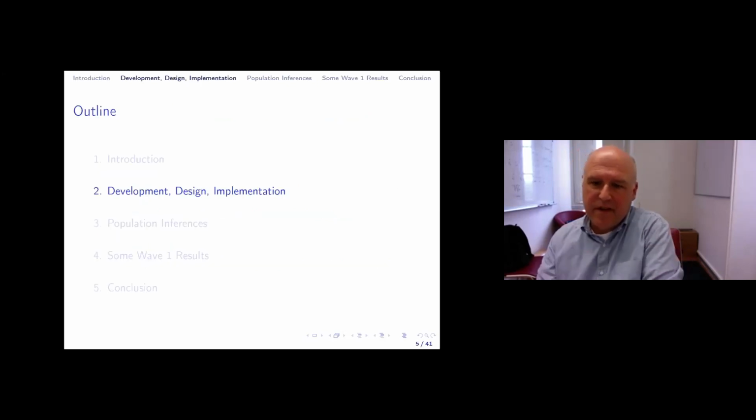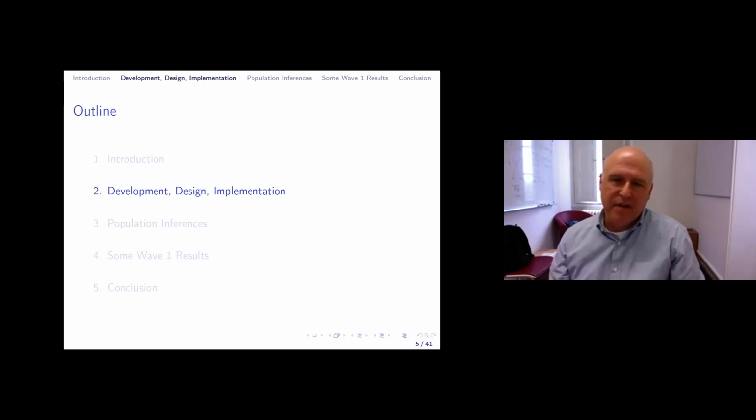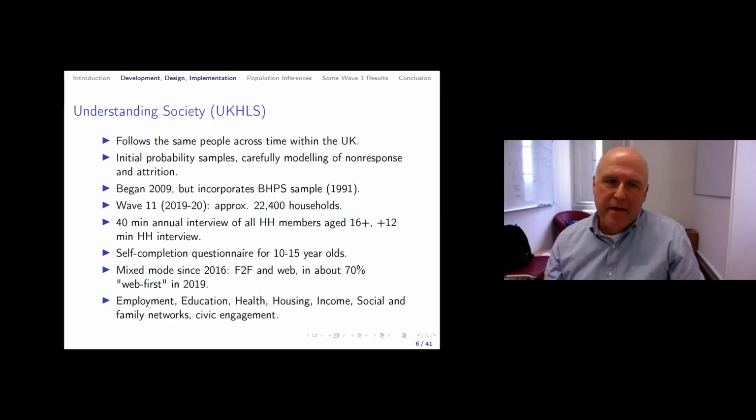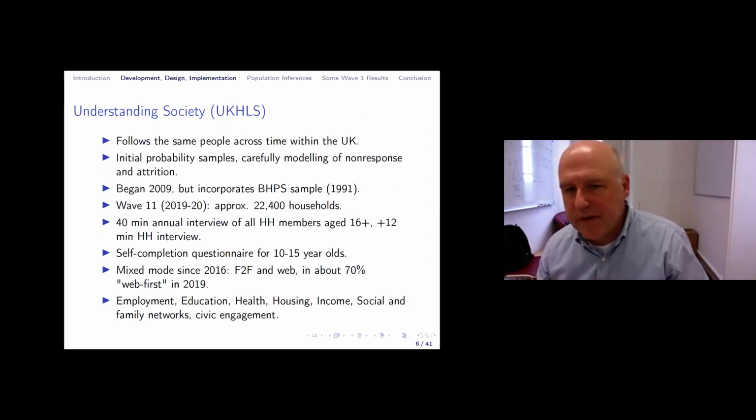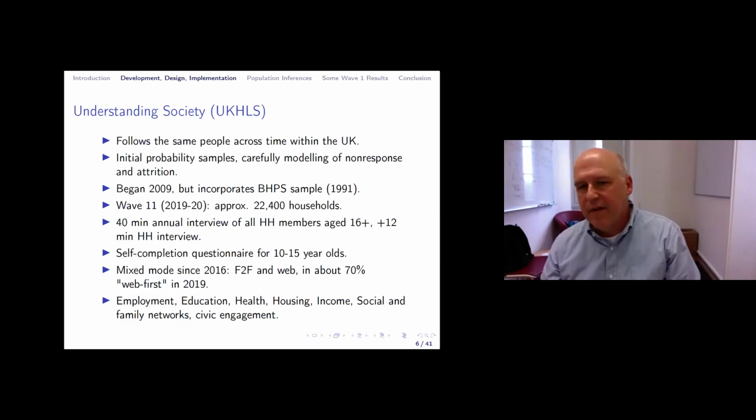Okay, so let me say a little bit more about the design, development, and implementation of this study. First, going back to Understanding Society, the main study, as I've already alluded to, it follows the same people across time in the UK. It started with initial probability samples, and there are boost samples, which are also probability samples. And then we very carefully model non-response and attrition. So Peter Lin and his team derive inverse probability weights that carefully account for non-response and attrition over time.